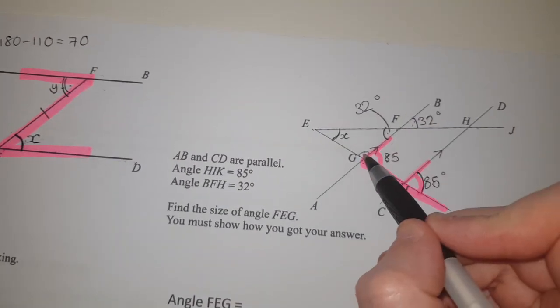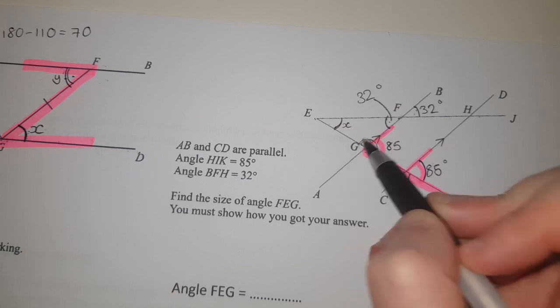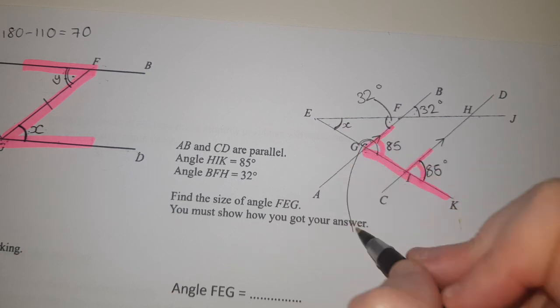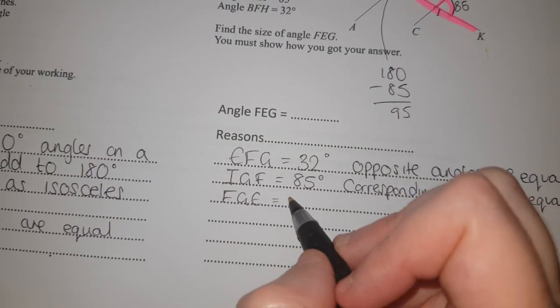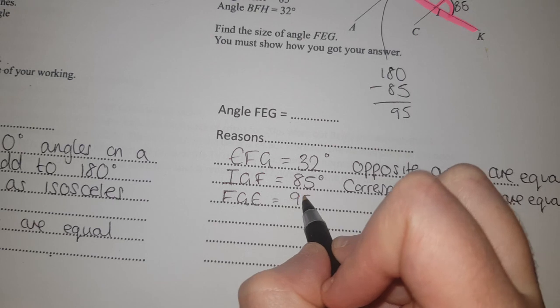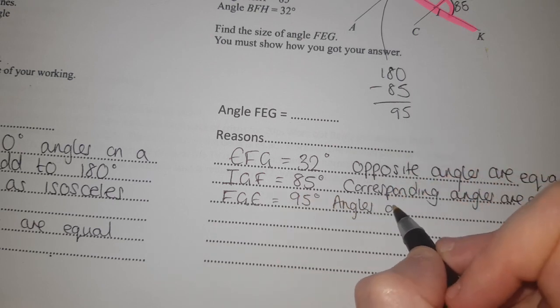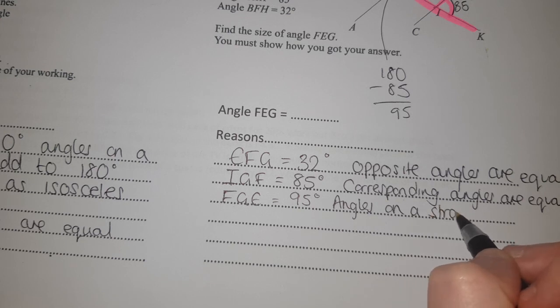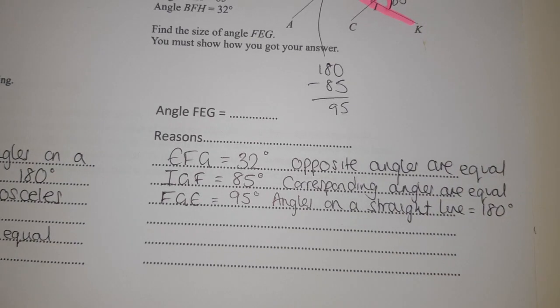And then if I want the angle there, so FGE, well, I've got angles on a straight line. So for that one there, 180 minus 85, I'm left with 95 degrees. So I know that one is 95 degrees, and that is because angles on a straight line equal 180 degrees, or add to 180.